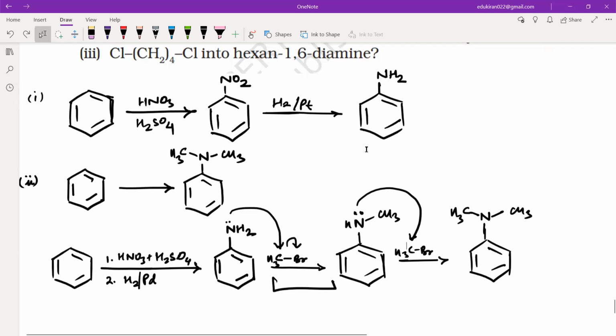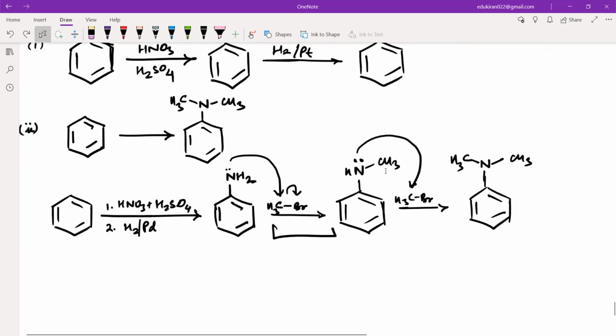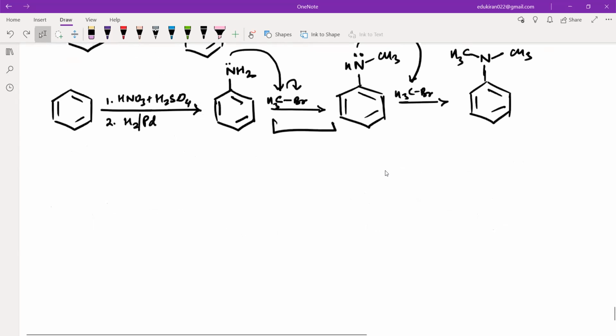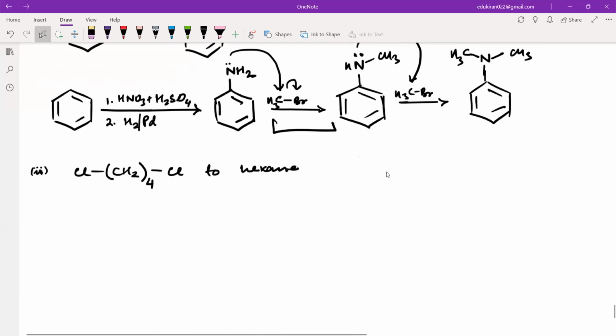Okay, fine. Next is C2H4 into hexane-1,6-diamine. Hexane-1,6-diamine. So I think this is Cl(CH2)4Cl to hexane-1,6-diamine.